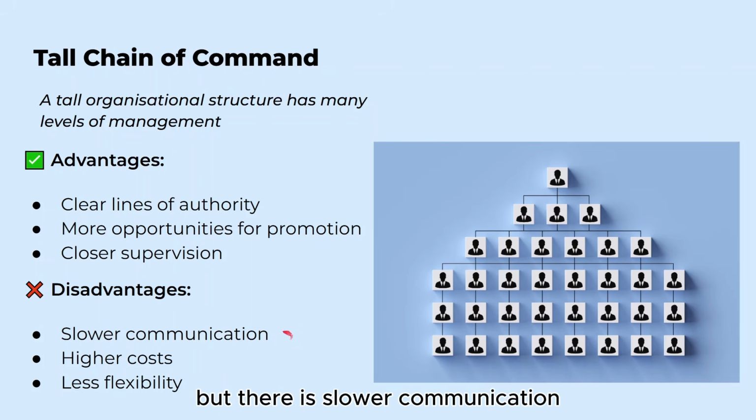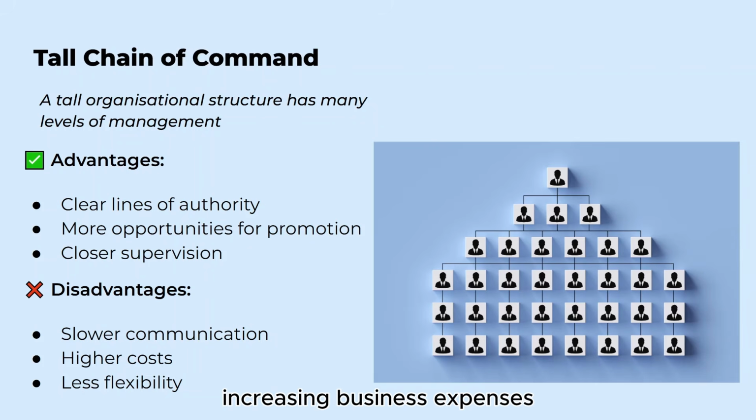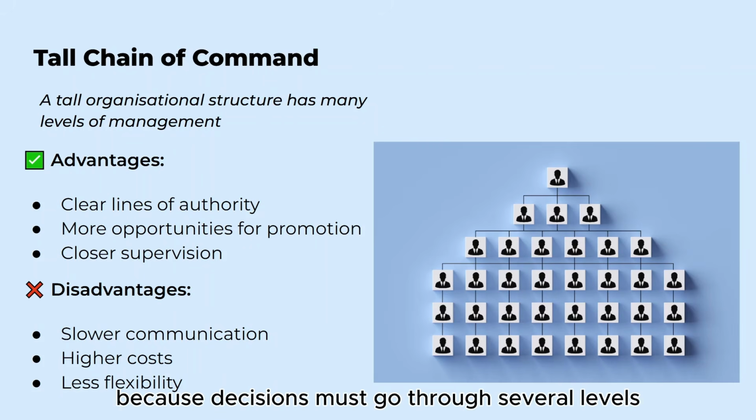But there is slower communication. Messages go through many layers here, which can delay action and response times. It also costs more because more managers mean more salaries, benefits, and office space, increasing business expenses. And there is less flexibility. Approvals take longer and innovation may be slower because decisions must go through several levels.